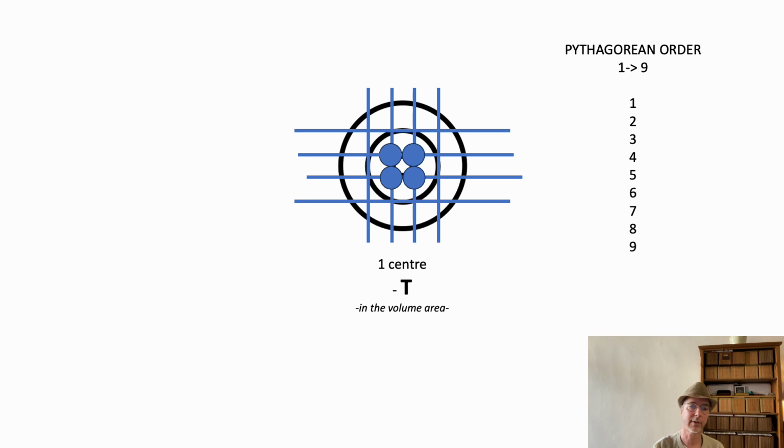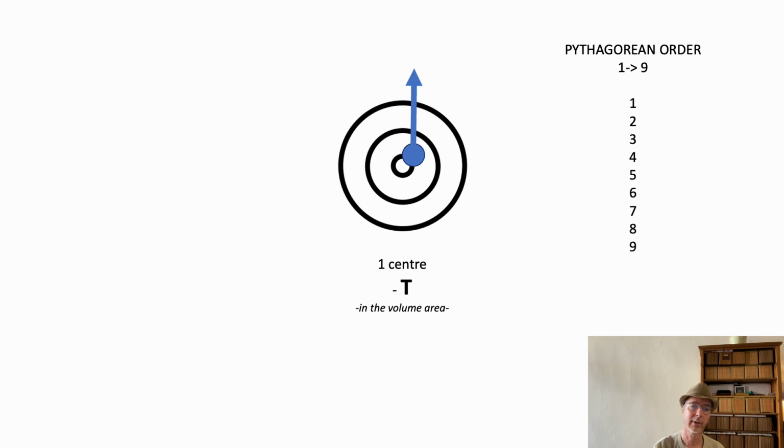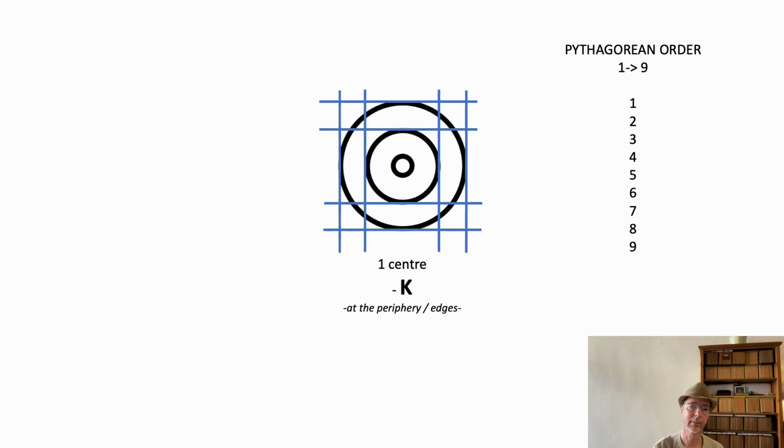The T, the next one, is in the volume, still in a center, the volume area. Of course, it's just one center, so it's over there. And it will direct itself into the vertical plane. That's the T. The K, the last letter for one center, is at the periphery or edges. There it is, there's the connection point. And if you increase the connections, they will go over the diagonal plane.